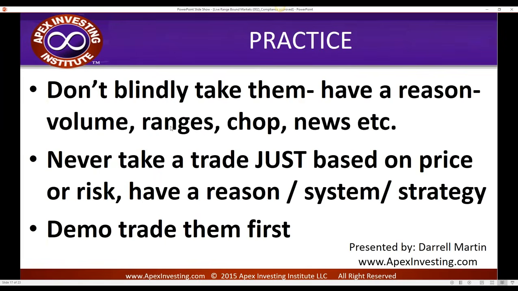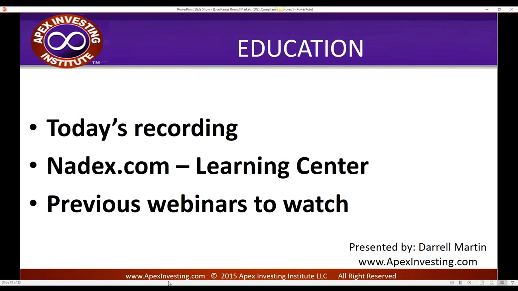So that gives you an idea there of some ways you can trade these range-bound markets and how to manage that trade. Now, guys, don't just blindly take these. Don't just start taking, oh, I'm going to go and buy and sell one of these in the money every 20 minutes and every hour. No. Don't blindly take them. Have a reason to. Make sure you're looking at volumes and ranges and expected moves. Make sure you're reading the market. Don't just take something based on a price or a good risk-reward ratio. Make sure to demo trade them first.